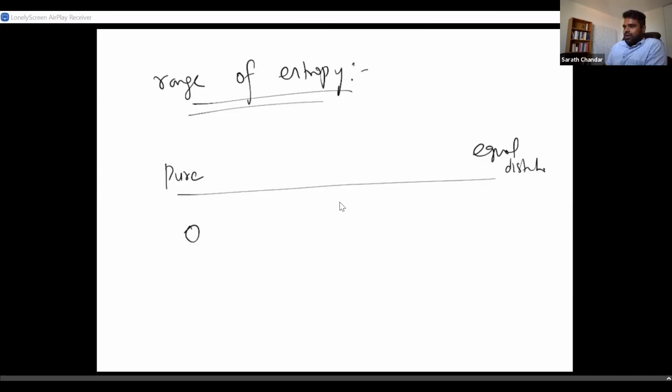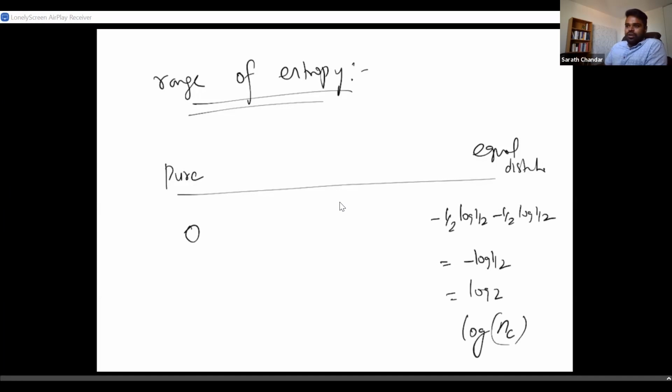Okay, so now what is the maximum entropy? Is it 1? Is it exactly 1? Let's take a 2-class problem. It's going to be minus 1 over 2 log 1 over 2 minus 1 over 2 log 1 over 2. So it's going to be minus log 1 over 2, so it's going to be log 2, right? If you want to generalize this, the maximum value is log NC, where NC is the number of classes. Is that clear?